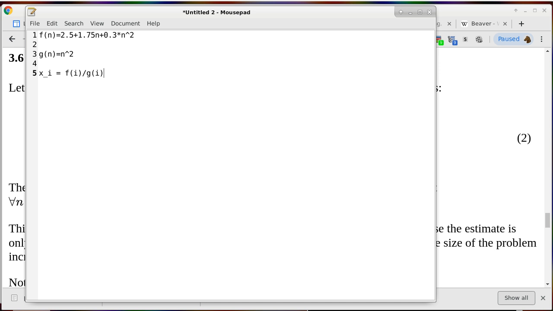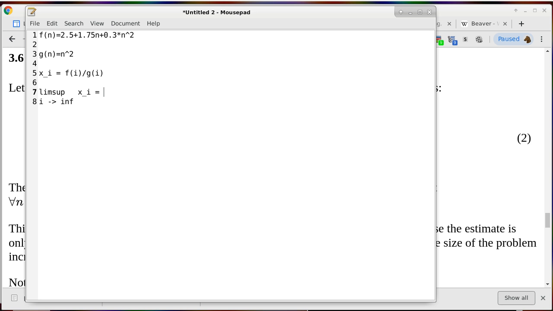That's how we define the series. So x subscript 200 is f(200) divided by g(200). Is that okay? These are just definitions, so there's no particular reasoning behind that. But this is how we define the series. So the next thing we want to do is to look at the behavior of this series. So now we're looking at the limit superior as i goes to infinity.